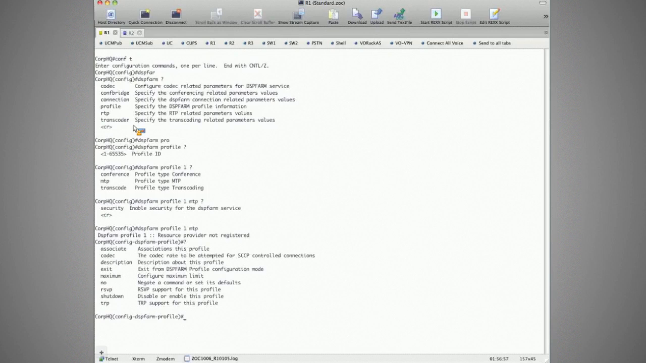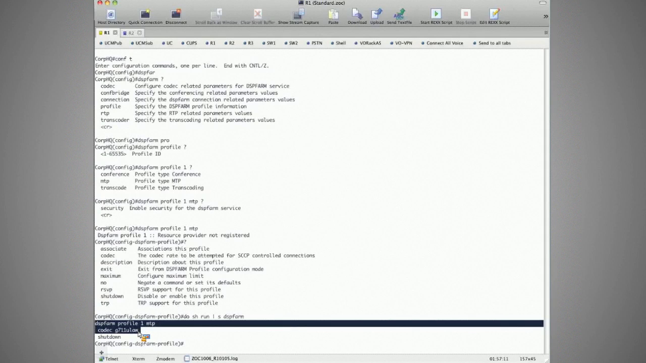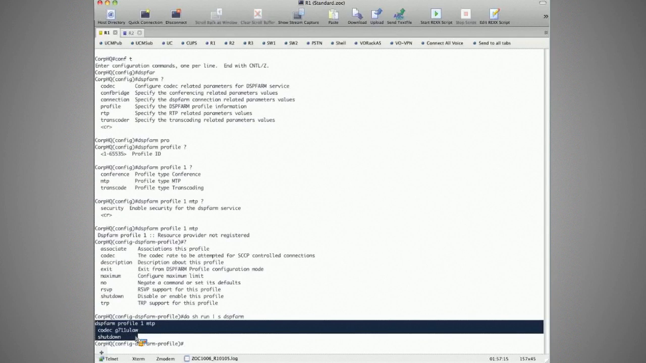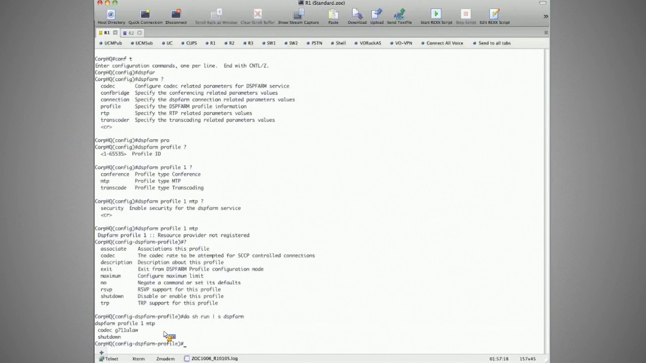So for right now, we're in our DSP farm profile, and let's just go ahead and do show run type 2 section for DSP farm. And we see that by default, we've got a single codec of G711 mu-law, and it's shut down. Any DSP farm profile that you create will be shut down by default. Now, we can only have one codec active at any one time in an MTP if we're not using any sort of DSP resources, really just in MTPs in general.